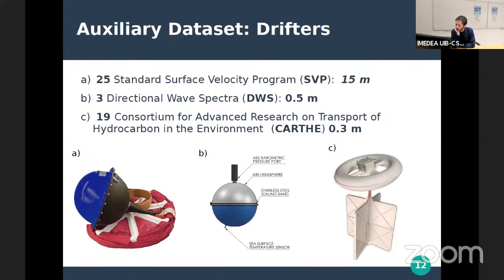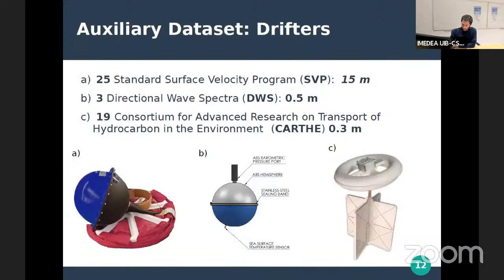And the dristers that pass in my area are 3 different types. You can see from the images how they differ. The most important characteristic probably is the drop depth. That's changed from the 50 meters of the SSVP to the 0.3 of the CART and the 0.5 of the WDVOS.